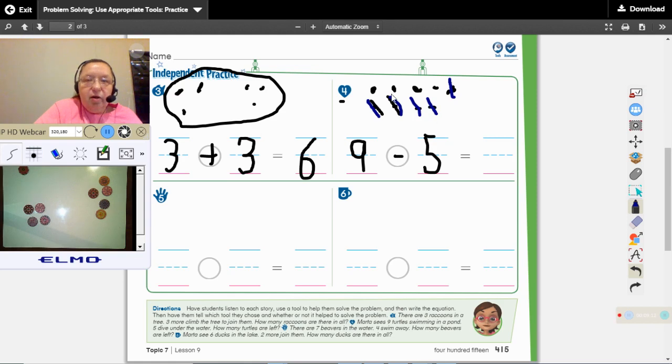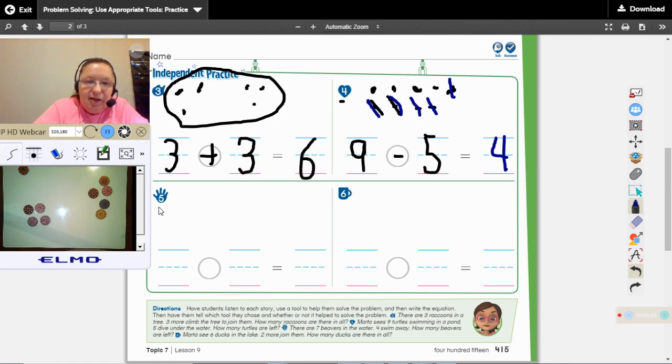How many are left? 1, 2, 3, 4. Or 1, 2, 3, 4. I've done the problem 2 different ways and I have the same answer. So there are 4 turtles left.